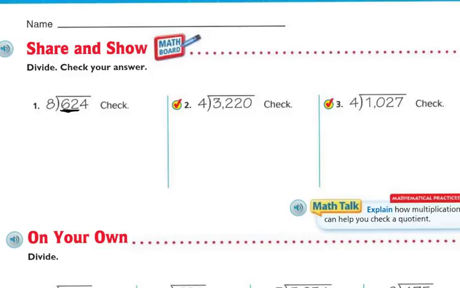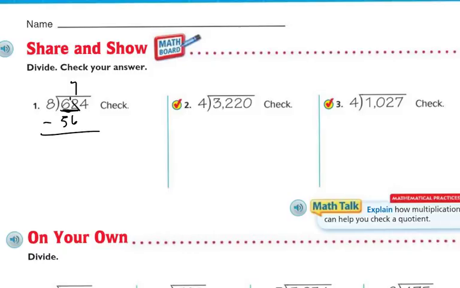8 goes into 62. Well, what number can I multiply by 8 to get close to 62? If you don't know, just start with what you know. Well, 8 times 5 is 40. Okay, that's kind of small. 8 times 8 is 64. So that's too much. So let's try 7. So 8 times 7 is 56. And then I'm going to subtract.